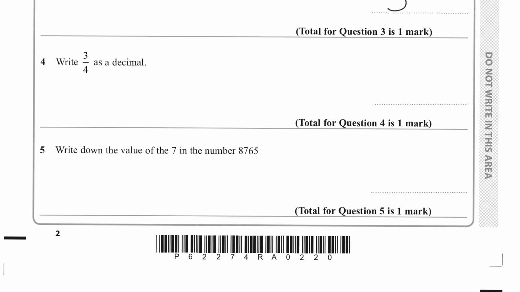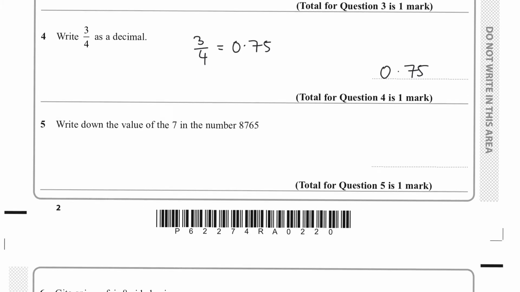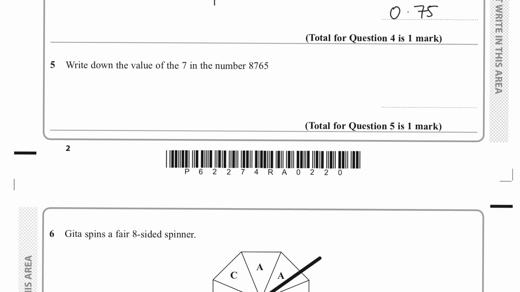And then we have write 3/4 as a decimal. So 3/4 as a decimal would be 0.75. With these, learn some of them and it'll make it easier. Like, learn that half is equivalent to 0.5 and it'll just save your time in an exam. Then it says write down the value of the 7 in the number 8765. So this is our units, our tens, hundreds, thousands. So the value of 7 in this is going to be 700.